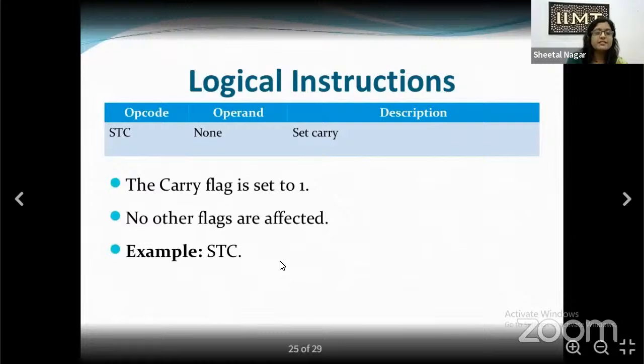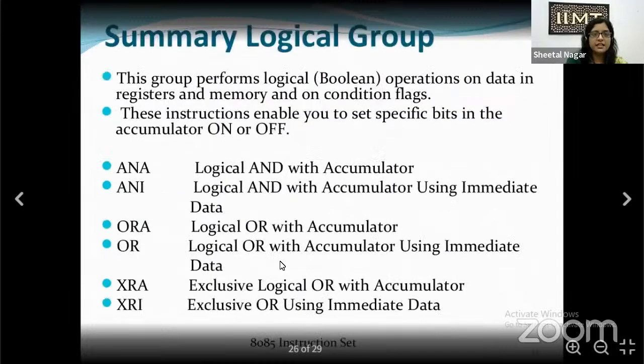Now, next one is STC, set carry. What is the meaning of set? Set means we have to make our carry flag 1. We have to make the contents of the carry flag 1. For this operation, we have the instruction STC. After execution of this instruction, the contents of the carry flag will be 1. No other flags will be affected after execution of the STC instruction.